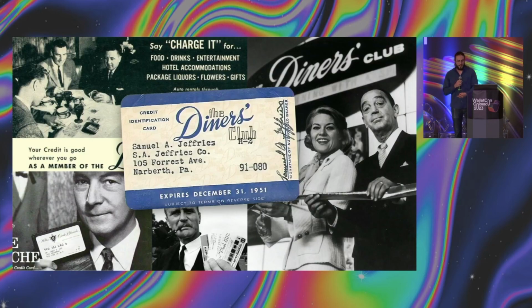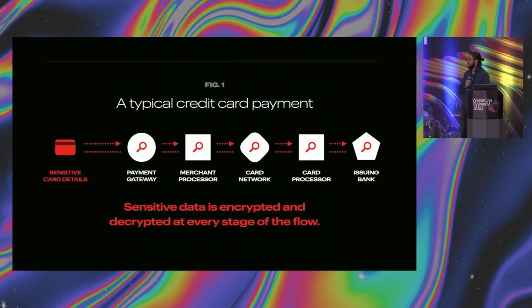So here we have the very first credit card. This is the Diners Club card. It was introduced 75 years ago. And believe it or not, credit cards today work basically the same way that they did 75 years ago.